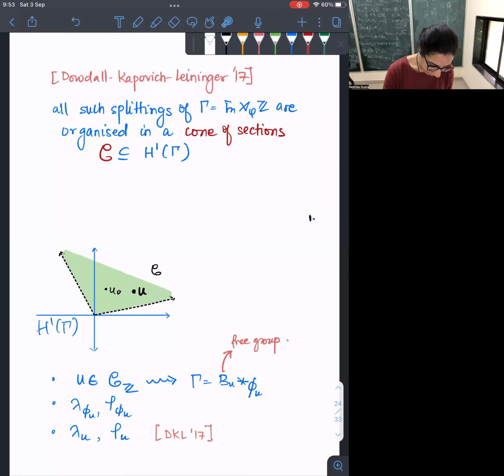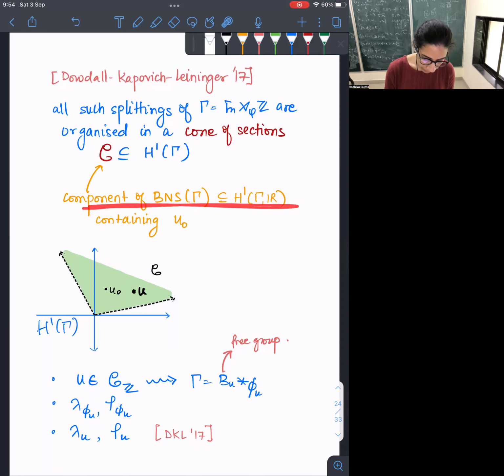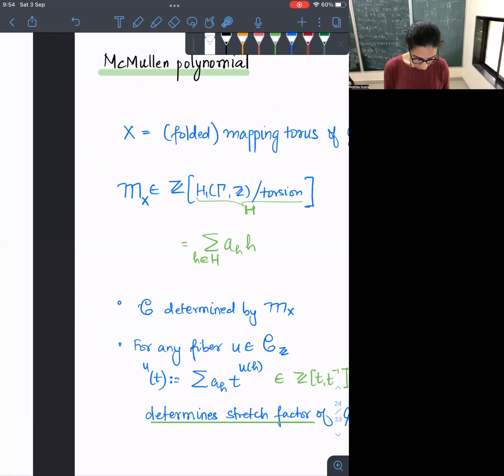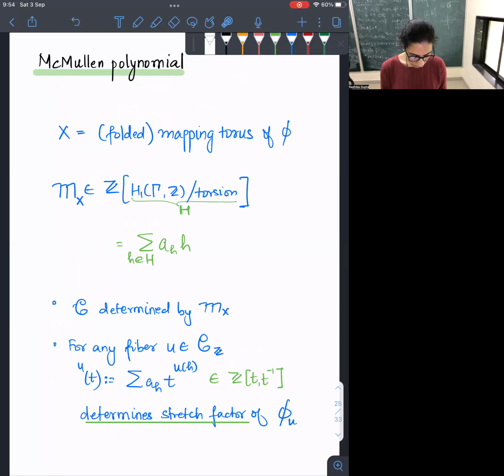I should have said, for people who are familiar with the terminology, this cone C is a component of the BNS invariant of the free bicyclic group containing u naught. The upshot is that it's organizing all the splittings of gamma. And now I can talk about stretch factors of every primitive integral point in this cone. The original one was an automorphism, but these other ones may or may not be. Okay, so before I tell you our results, let me say what a McMullen polynomial is.